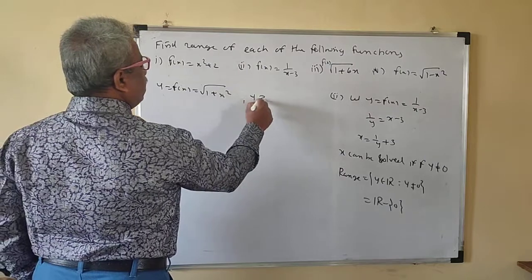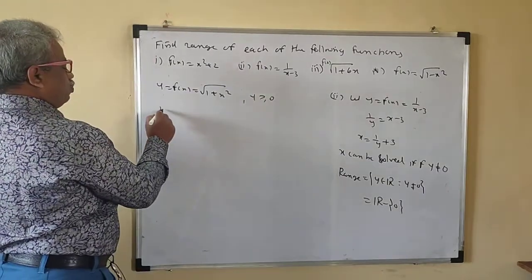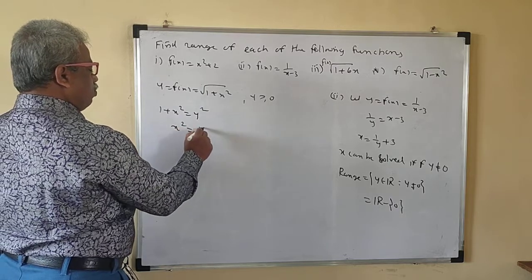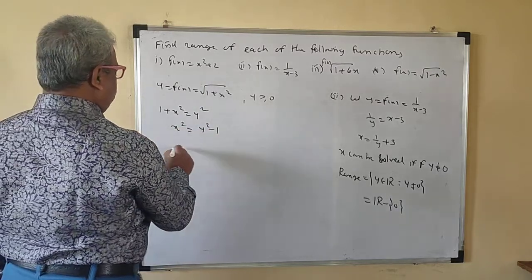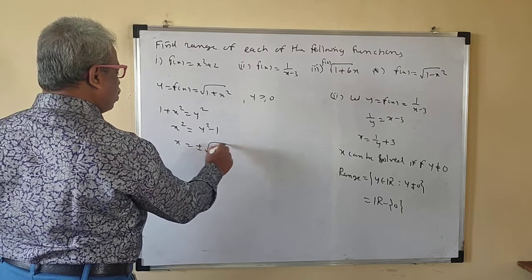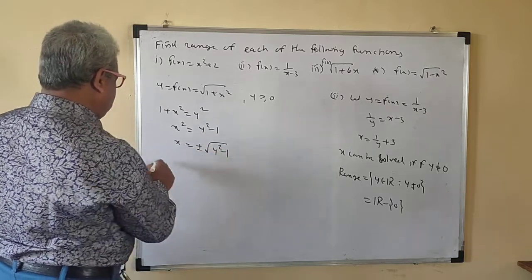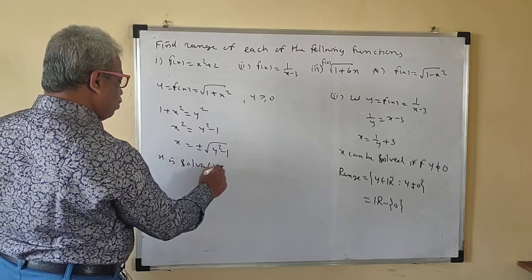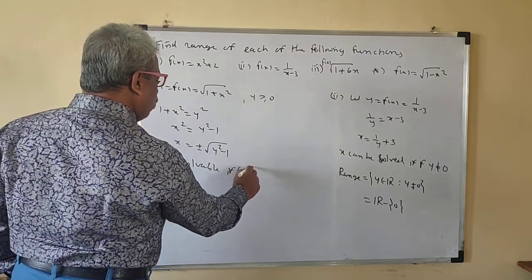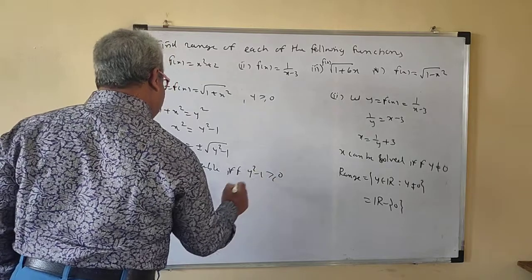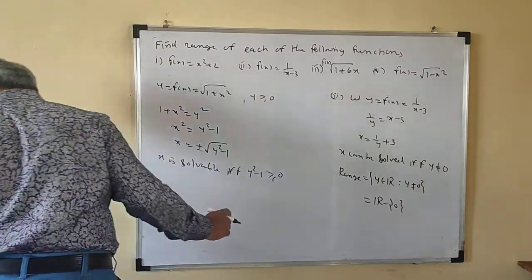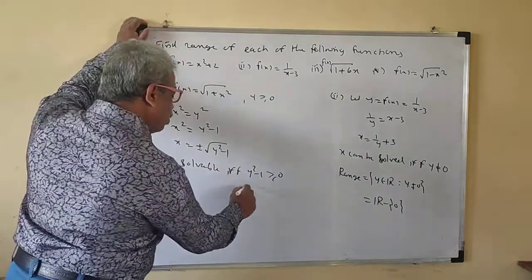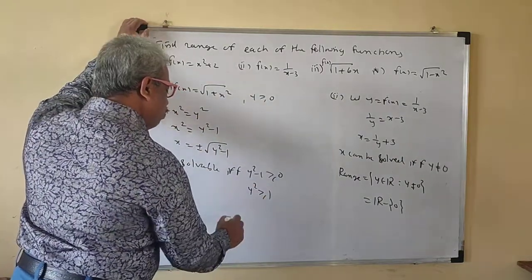So y greater than or equal to 0 is there. So 1 plus x square is equal to y square. So x square is equal to y square minus 1. So x is equal to plus or minus root of y square minus 1. So x is solvable if and only if y square minus 1 is greater than or equal to 0. So that means y square is greater than or equal to 1.